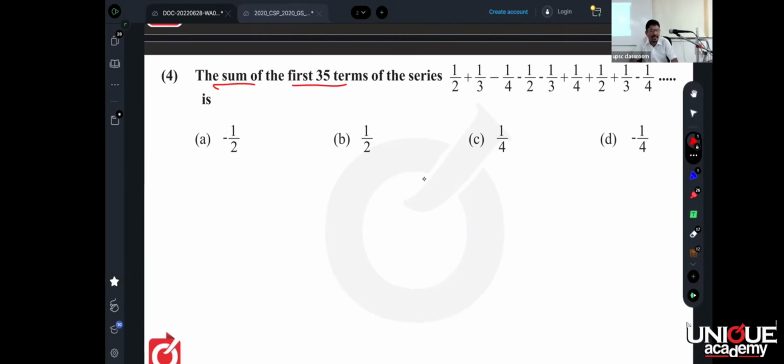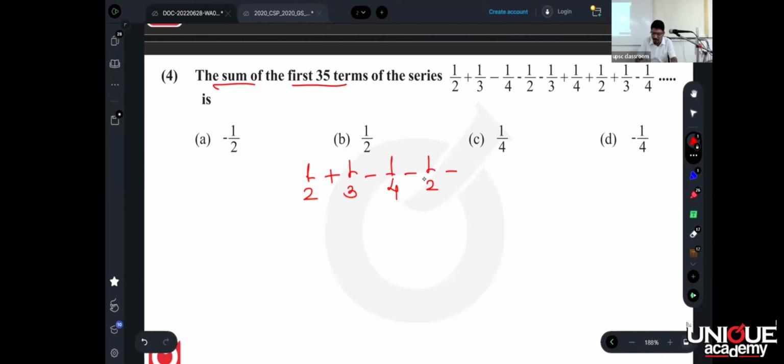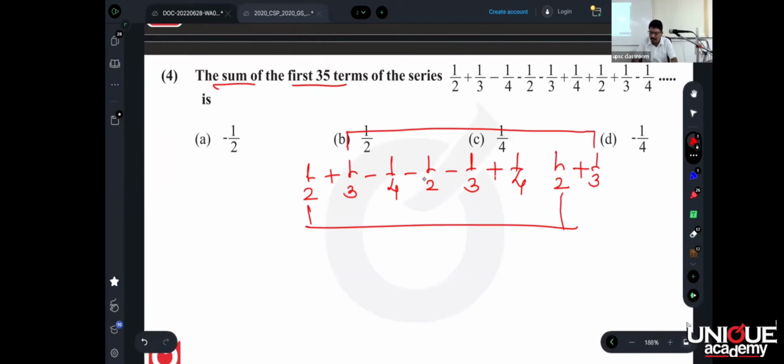Is it clear? So, as I said, first term is plus 1 by 2, second is plus 1 by 3, third is minus 1 by 4, fourth is minus 1 by 2, fifth is minus 1 by 3, sixth is plus 1 by 4. Now, seventh is again plus 1 by 2. That means whichever is the first term, same is the seventh. Whichever is the second term, same is the eighth, plus 1 by 3. Whichever is the third term, same is the ninth. So after every 6 terms, the same term comes. Is it clear? So we can say groups of 6 terms each are formed.